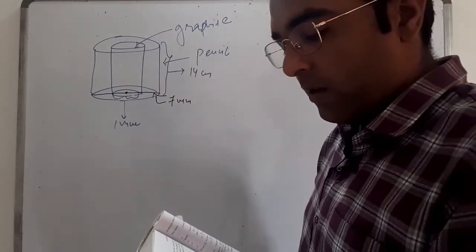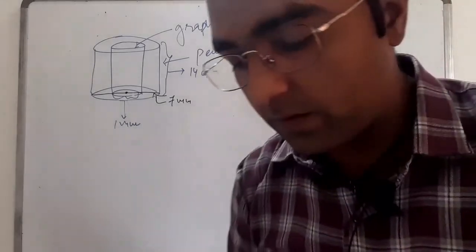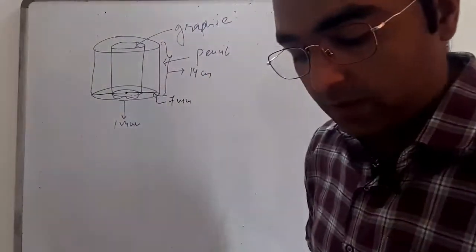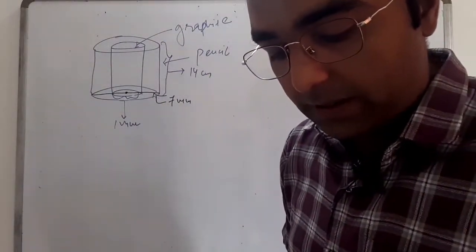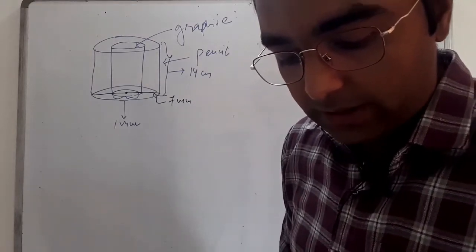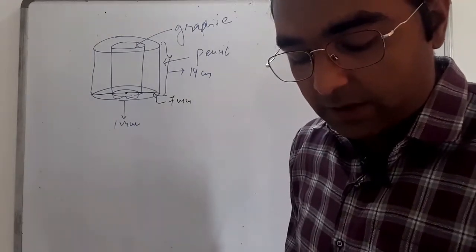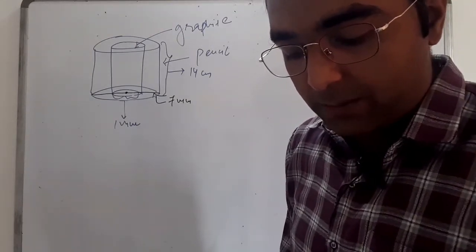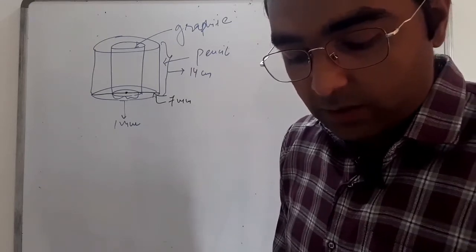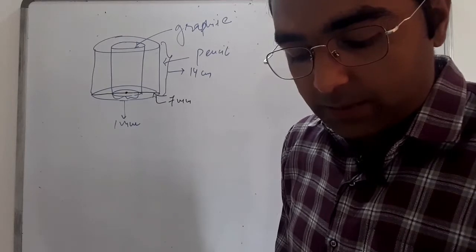First, find the volume of the graphite. Second, find the volume of the wood. And third, find the weight of the whole pencil if the specific gravity of the wood is 0.7 gram per centimeter cube, and that of the graphite is 2.1 gram per centimeter cube.